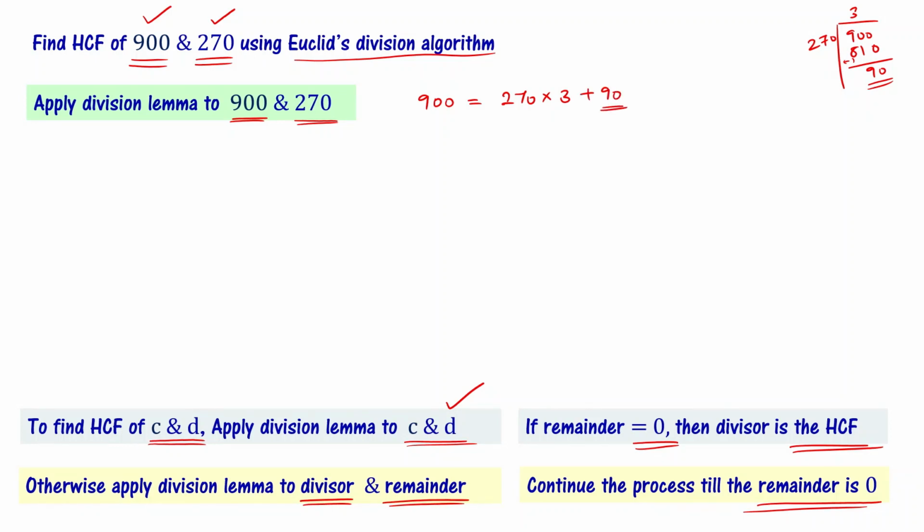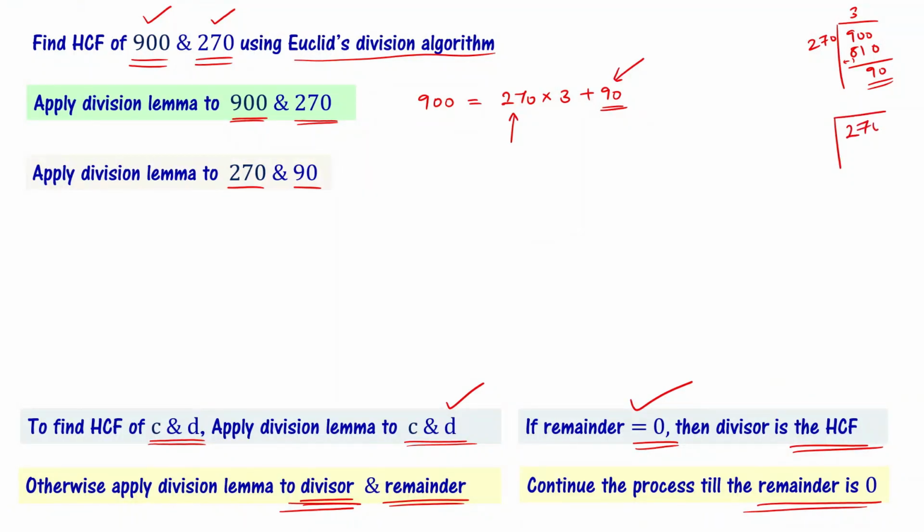Remainder 90 కదా? Remainder is not equal to 0, right? It means we have to apply the division lemma now to the divisor, that is 270 in this case, and remainder, that is 90 in this case, right? We have to apply division lemma now to 270 and 90. Let's divide 270 now with 90. 3 times 90 is 270, right? When you subtract, what you have, 0 as the remainder. It means I can write 270 equal to 90 into 3 plus 0. Remainder is 0.